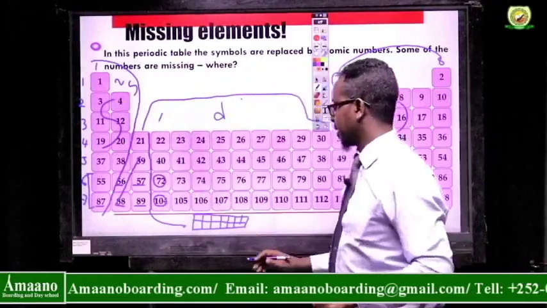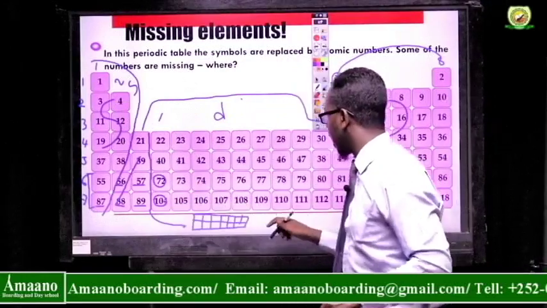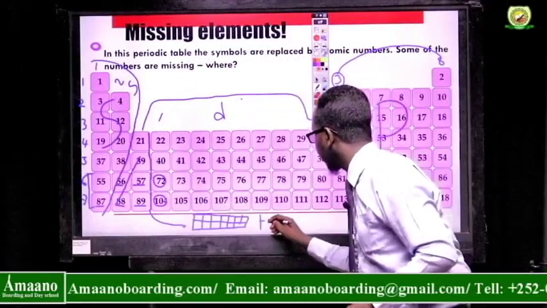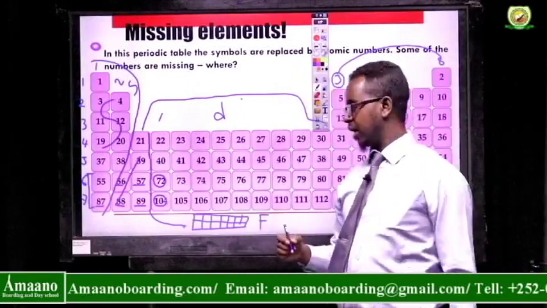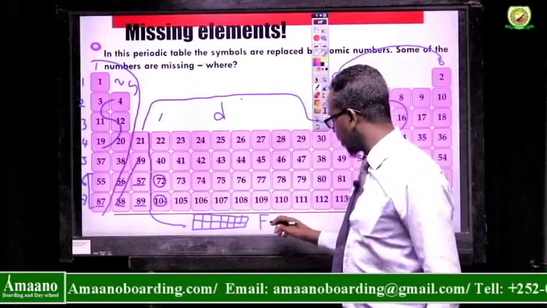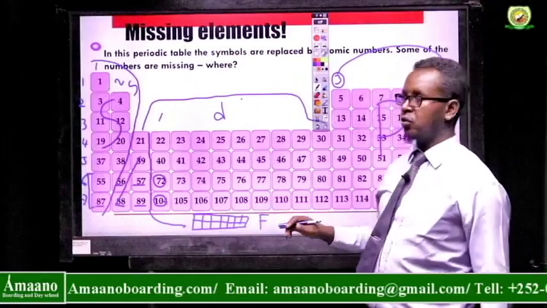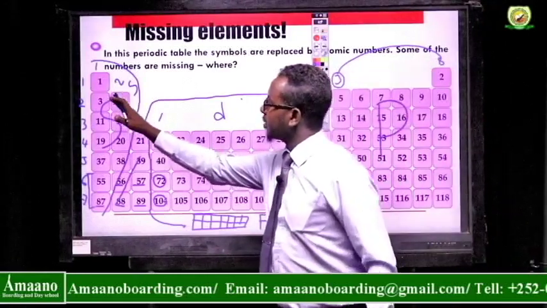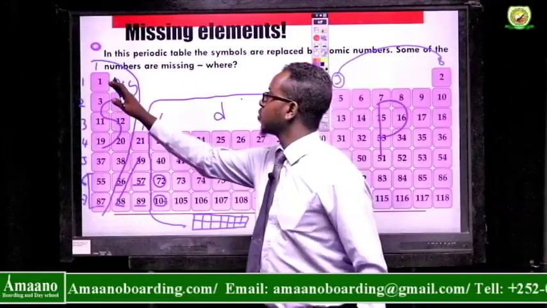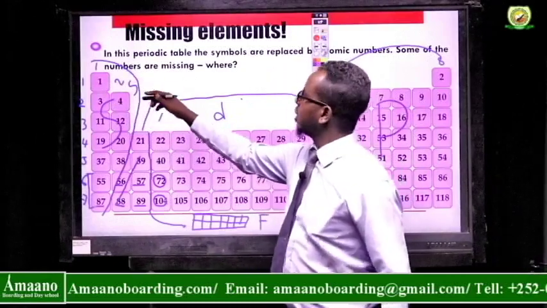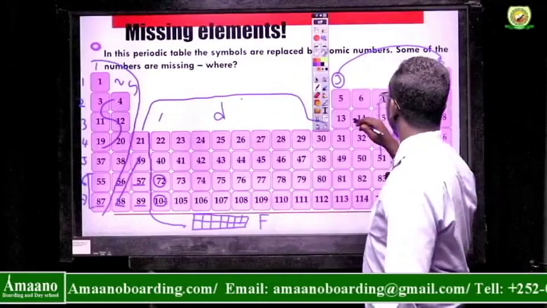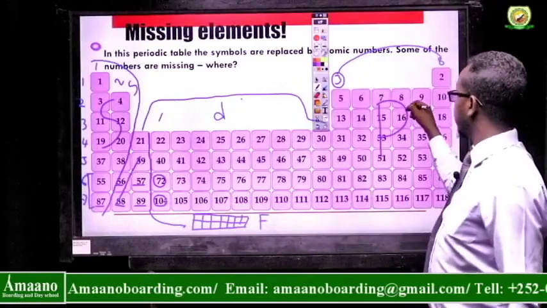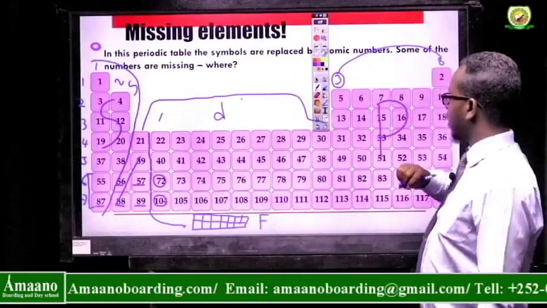Those missing elements that we remove from here are called f-block elements, which means when we configure the electrons of these elements, they should end in f. You see, all electrons in groups 1 and 2 end in s. Transition metals end in d. You should see this one in Form 4.